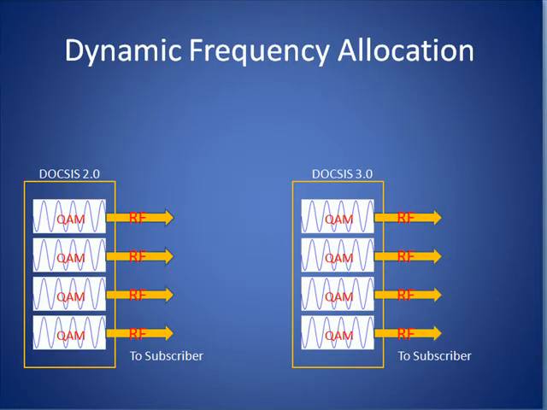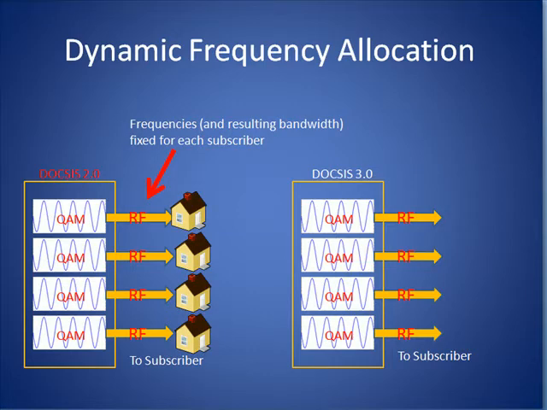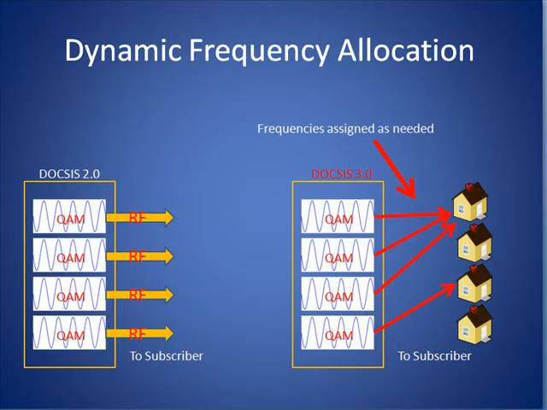We will now describe how dynamic frequency allocation works in conjunction with channel bonding to increase upstream and downstream speeds in a DOCSIS 3.0 system. In older DOCSIS standards, frequencies and the resulting bandwidth from a CMTS are fixed for each subscriber. That means each home has a specific frequency and a specific amount of bandwidth on that frequency dedicated to it. In contrast, in a DOCSIS 3.0 system, frequencies are assigned as needed. This allows large amounts of bandwidth to be provided to a home for brief periods whenever the need arises.